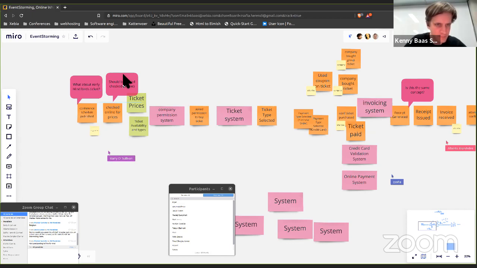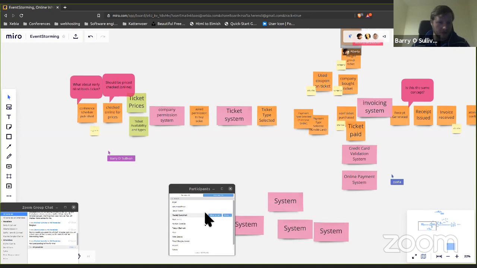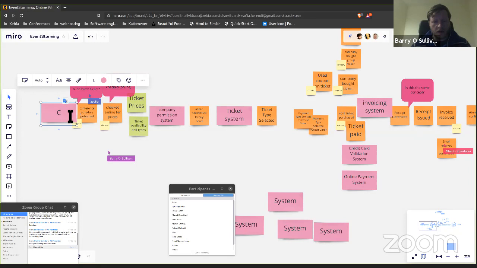Then we have checked online for prices. So I imagine this is somebody who is looking at the information. Then there are two read models, which are the ticket prices and the ticket availability and types. What I imagine is happening here is that they want to look at what the prices are so that they can ask permission. So the next thing is the company permission system. I imagine that this is asking for permission. I think those two are the wrong way around, given that the event for asking for permission should... What is a company permission system?